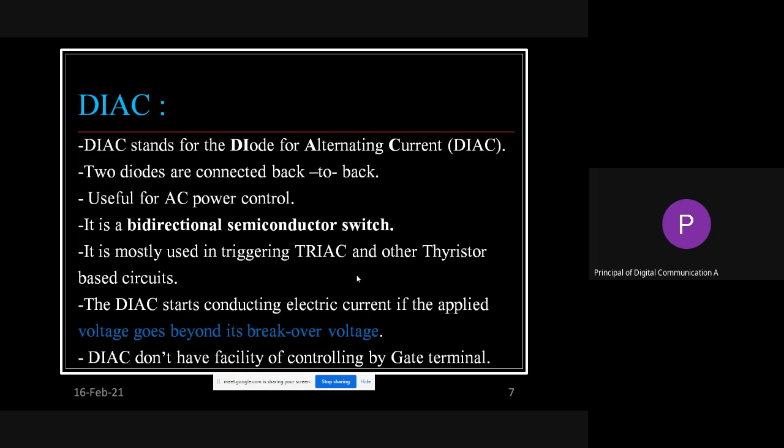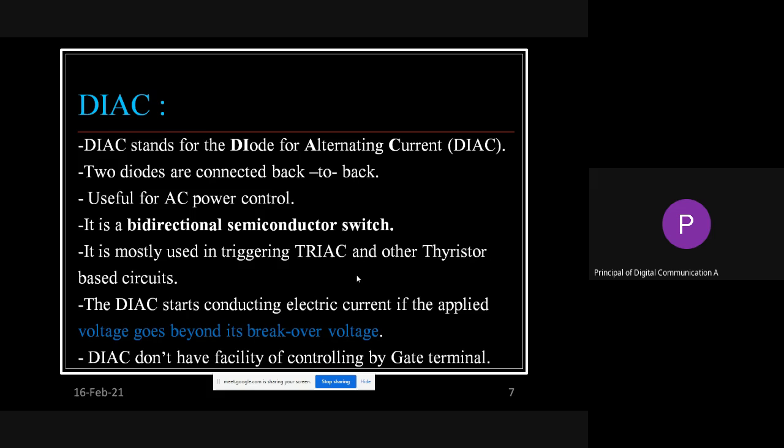This is very important because there is not much difference between the diac and the triac. What does triac stand for? Triode for alternating current. And here, looking at the first sentence, the diac stands for diode for alternating current. Diode, our normal diode. So how does it come in this diagram? Because two diodes are connected back to back, which forms the construction of a diac.